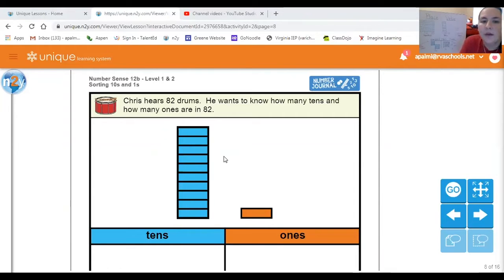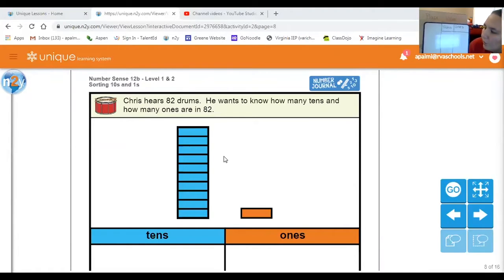So our first problem, our review problem, says Chris hears 82 drums. He wants to know how many tens and how many ones are in the number 82. So yesterday we talked about using our steps of putting it into a place value chart. So let me fix my place value chart because I had already added hundreds in. So I have right here written tens and ones, so I can look at my number 82 and figure out which one goes in the tens place and which one goes in the ones place.